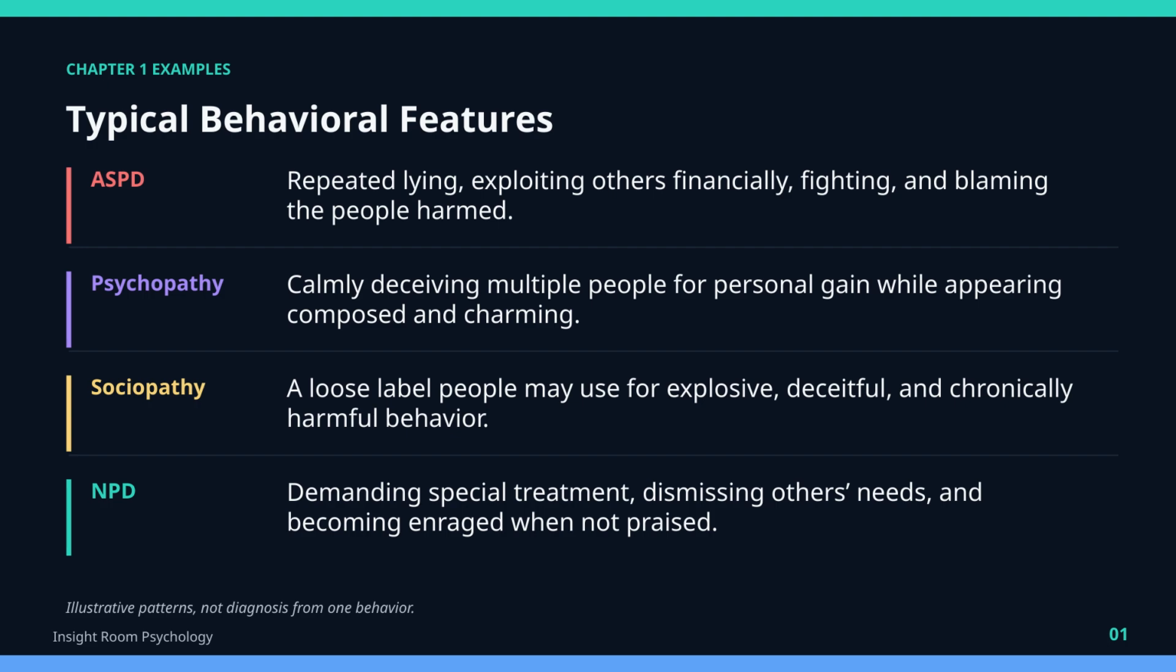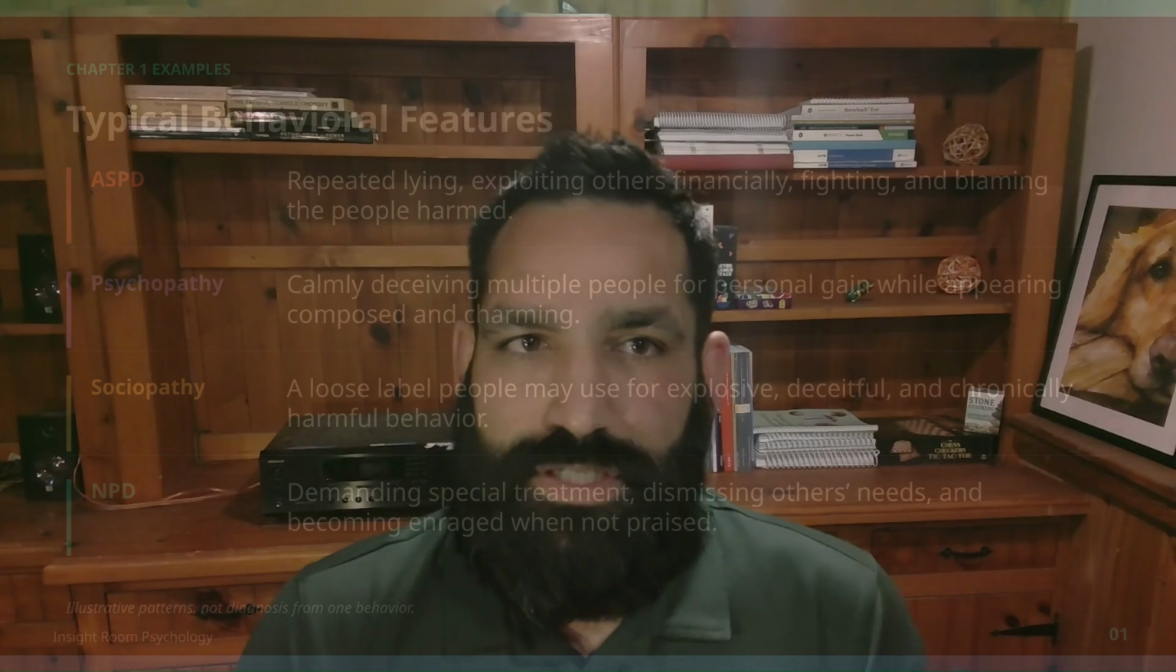It could refer to antisocial traits. It could refer to trauma-related behavior. It could refer to substance-related behavior. It could refer to emotional dysregulation, or it could simply be a hurt person using a label for someone that harmed them. With narcissistic personality disorder, the typical behavioral features are different.